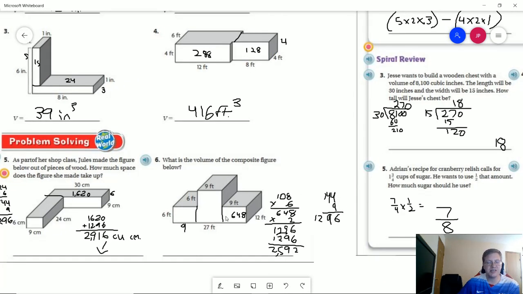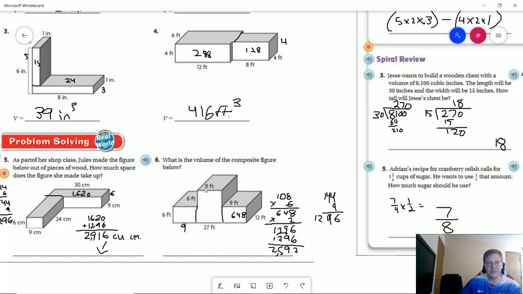Number 6, we have 3 different sections. 2 of the 3 sections are going to be the same measurement. So we have 12 in this direction, we have 9 in this direction, and we have 6 for the height for the left-hand side and the right-hand side. So 6 times 9 gives us our 54 feet times 12, and that's going to give us 648. 648 times 2 is going to give us 1,296.